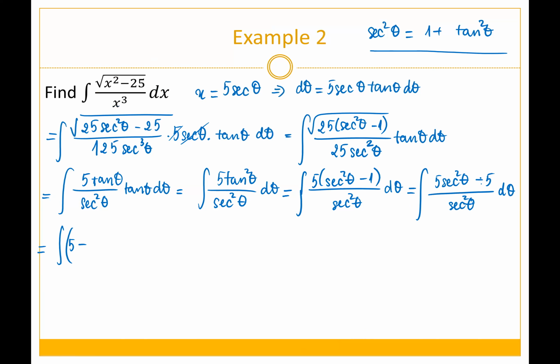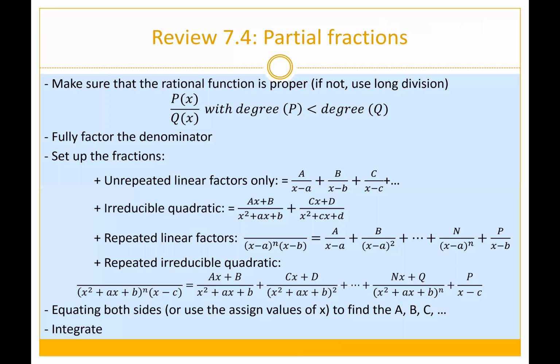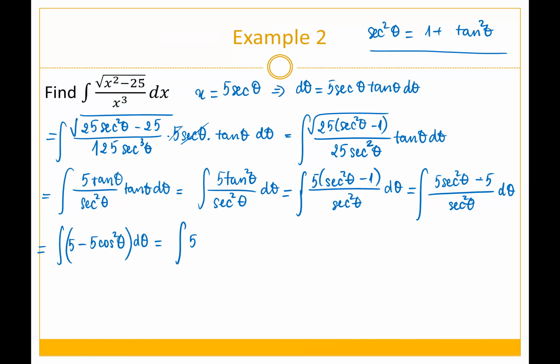Remember, secant is 1 over cosine. So negative 5 over secant square is just basically negative 5 cosine square d theta. Now you can make life easier here again. When you take this 5 out, inside you have 1 minus cosine square. So this is the second expression, when I use sine square theta plus cosine square theta equals 1.